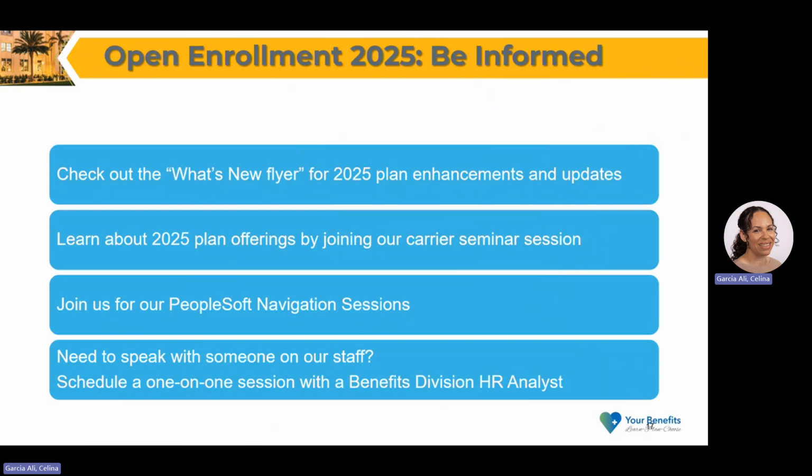Open Enrollment 2025 is coming up. Please be informed. Check out the What's New flyer for 2025 plan enhancements and updates. Learn about 2025 plan offerings by joining our carrier seminar sessions. Join us for PeopleSoft navigation sessions. And if you need to speak with someone on our staff with more complex issues, schedule a one-on-one session with a benefits division HR analyst. All of this information that you see on this slide will be available on our public website with links to each section's information.